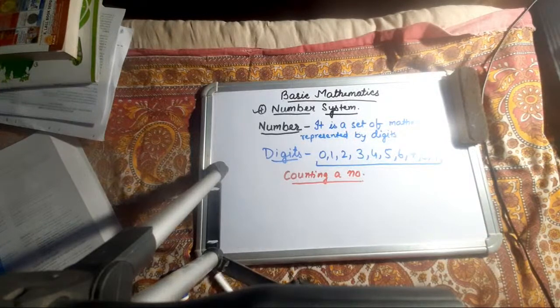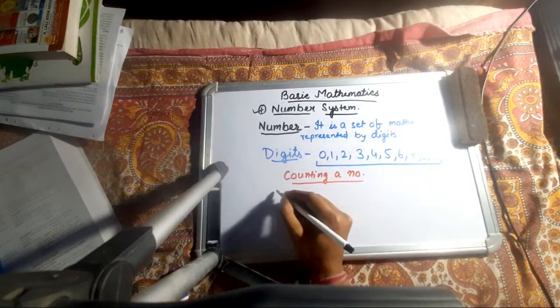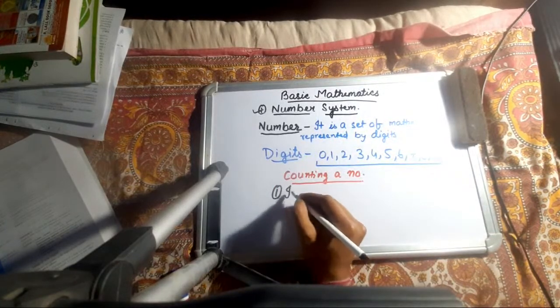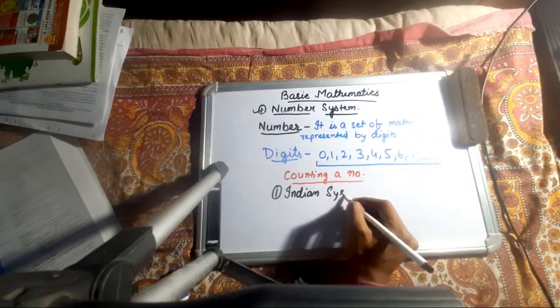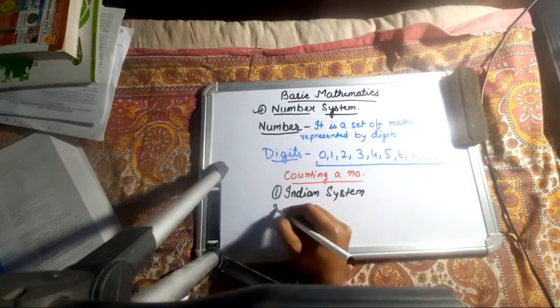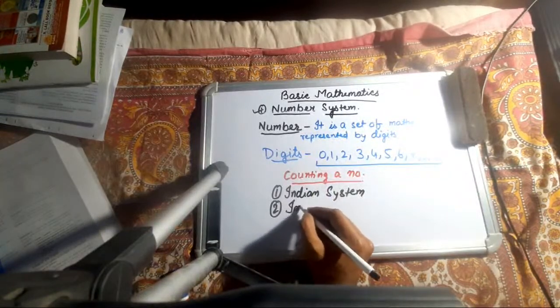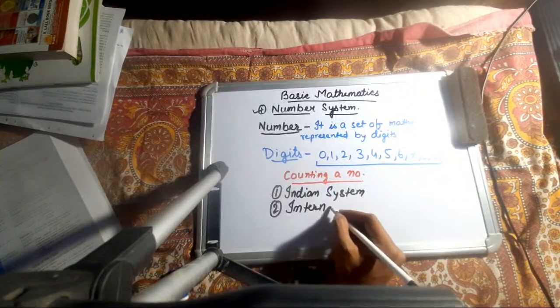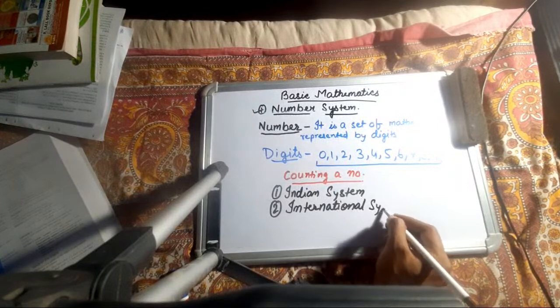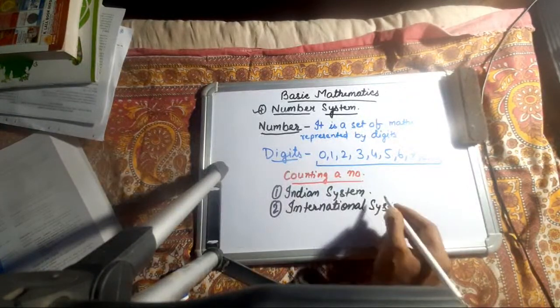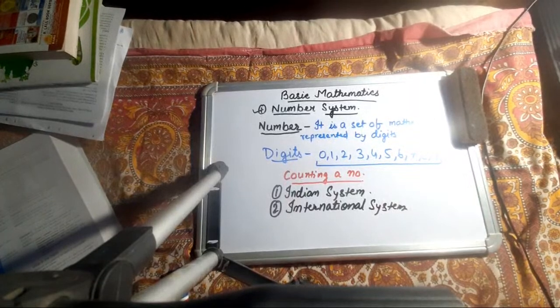So there are two types of system. That is, first one we called as Indian system, Indian system. And the second one is international system. So let us talk in details about these two systems. So first of all, we will start with our Indian system.